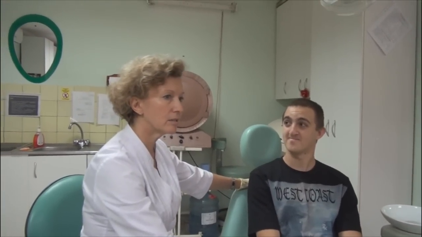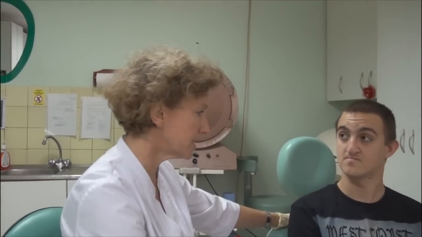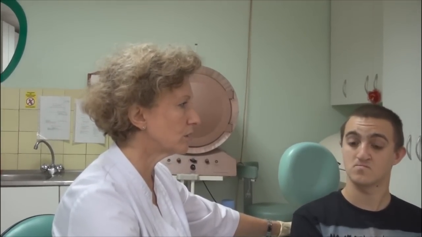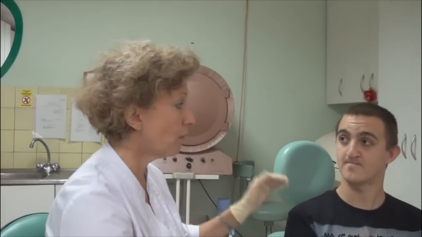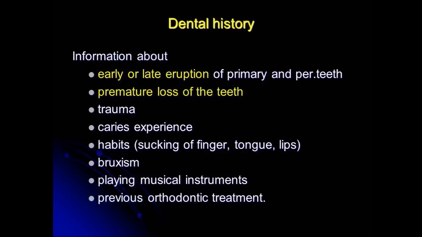He complains of small maxilla, crooked teeth, and he would like to move frontal teeth forward concerning the lower teeth. Okay. Dental history. The most important is to find out information about early or late eruption of deciduous and permanent teeth and premature loss of teeth.